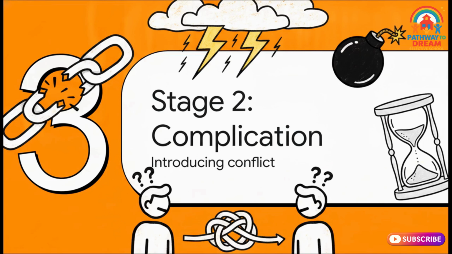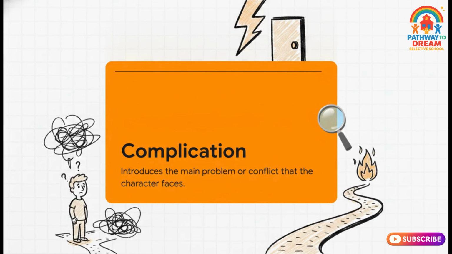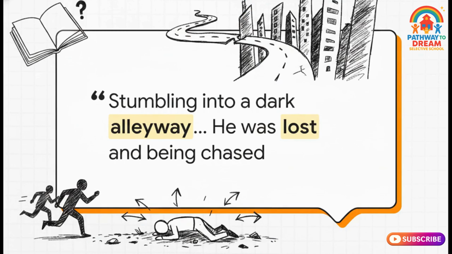Okay, let's pick up the pace a bit as we head into Section 3. Stage 2, the complication. Introducing the conflict. This stage introduces the main hurdle your character has to face. And here is the absolutely crucial point. Without a complication, there is literally no story. There's no journey. A character just having a nice, normal, boring day, that's not a narrative. That's just a journal entry. The complication is the spark that actually lights the fire. Take this moment from our story.